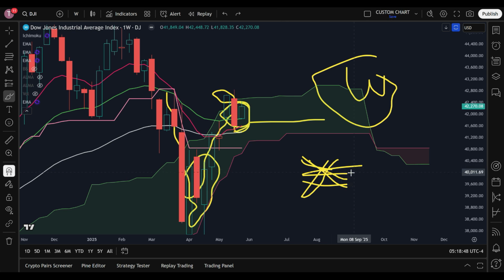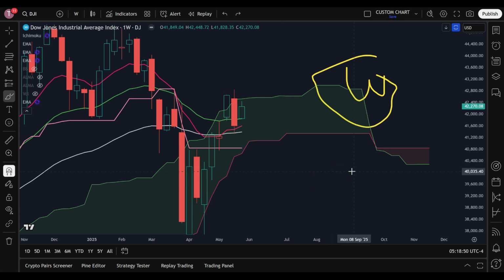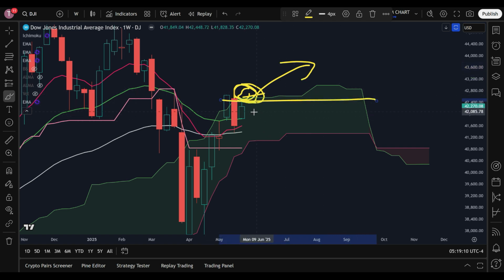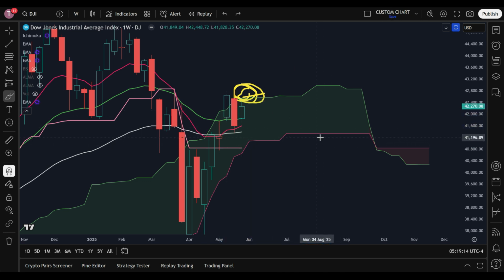Because if that were not the case, the Dow Jones would have closed above the Ichimoku cloud. Especially for an index, if it closes above the Ichimoku cloud on the weekly chart, then heavy bullish sentiment comes. It indicates that the stock market can sustain. But in this case, there are two closings within the Ichimoku cloud. What does this mean?